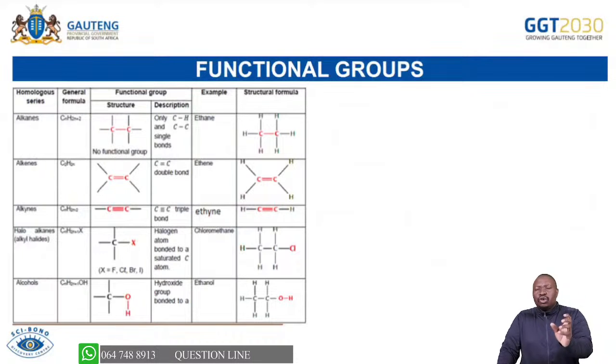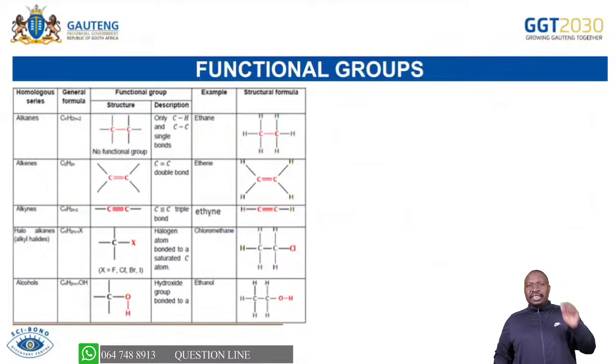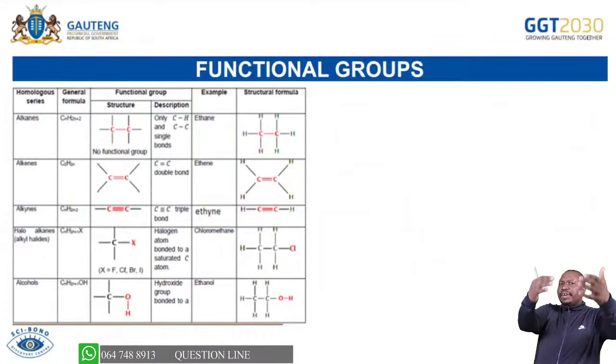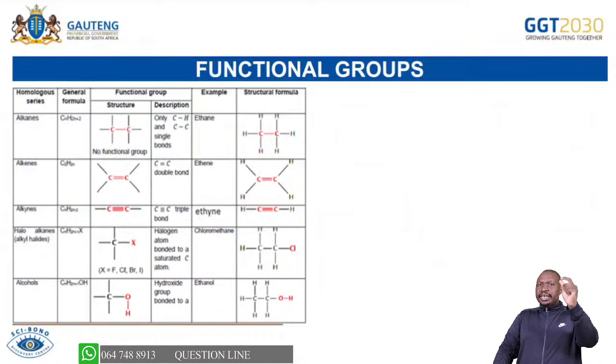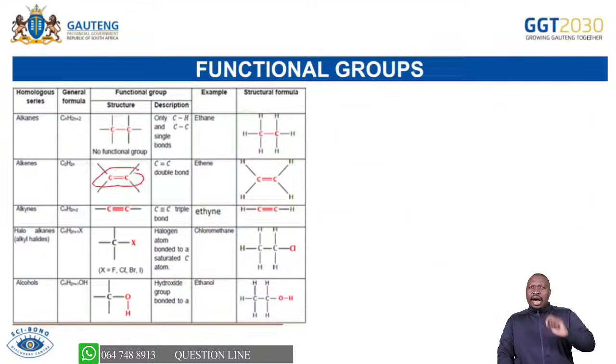Now, functional groups, you have this table. Remember always the functional group, that which makes it different. I always want to put it this way, to say your functional group is what makes it different from alkanes. What makes this different from alkanes? That is your functional group. For example, I will look at alkenes. What makes it different is the carbon-carbon double bond, and that is our functional group.